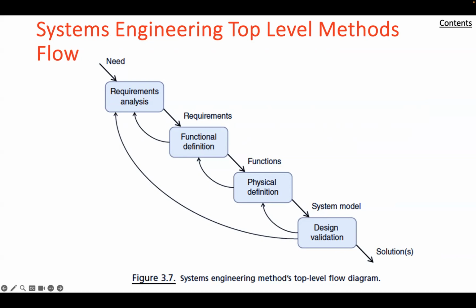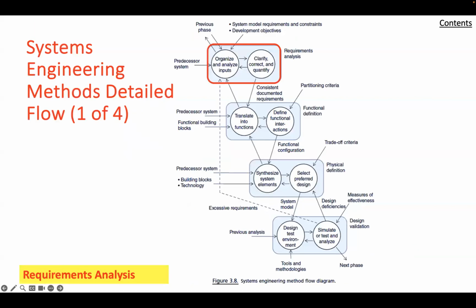At the left of each block are shown the external inputs, such as the predecessor system, system building blocks, and previous analysis. At the upper right of the top blocks and at the very bottom are inputs from system engineering methodology. And so here we have this broken up into 4 slides here, and we'll talk about this. The circles inside each block are simplified representations of key processes in that step of the method. The interfacing arrows represent information flow.